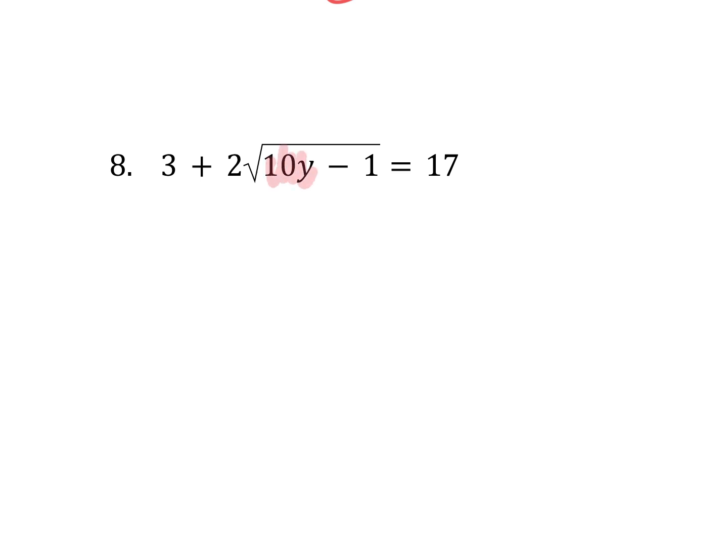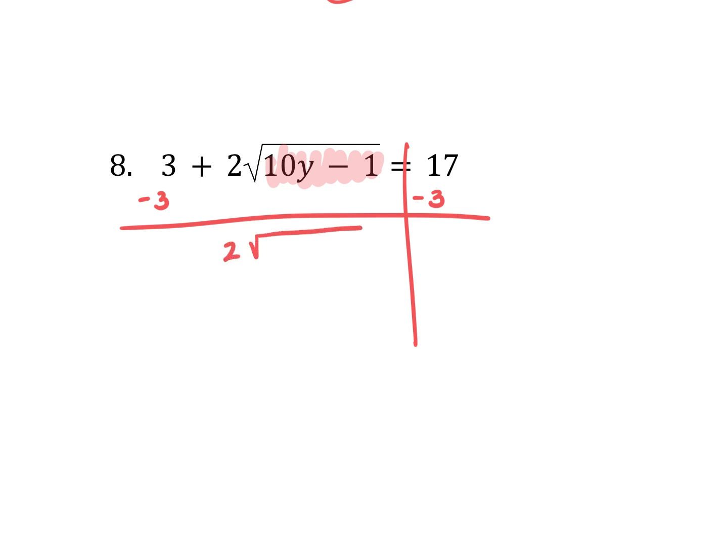First thing is to isolate this radical. Okay, so we've got a couple things going. We have addition and we have multiplication on that left-hand side. Let's get rid of the addition first. So I'm going to subtract 3, subtract 3. That leaves me with 2 times the square root of 10y minus 1 equals 14.